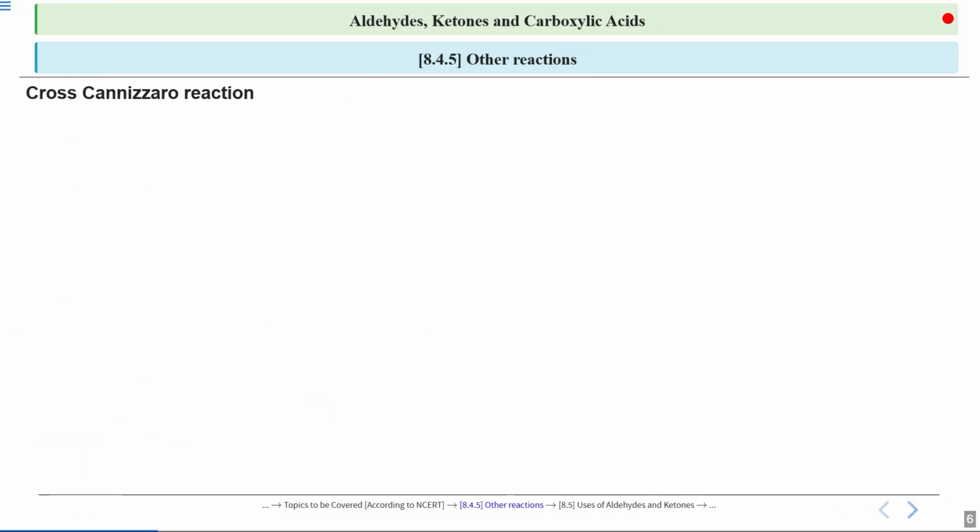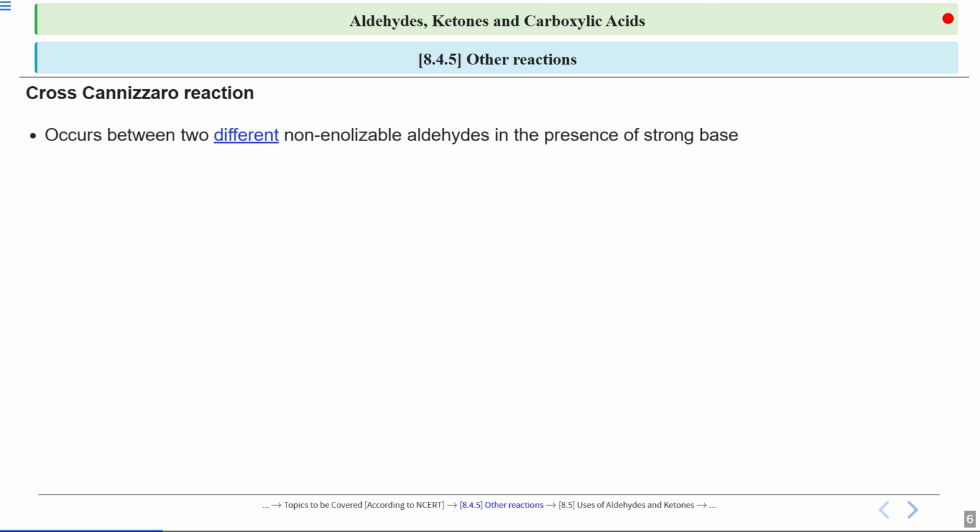Now we will talk about the cross-Cannizzaro reaction. Now what is this cross-Cannizzaro? From the word itself, you can understand what will be in this reaction. In the cross-Cannizzaro reaction, it occurs between two different non-enolizable aldehydes. In the self-Cannizzaro, there were the same non-enolizable aldehydes. Remember one important thing, it should be non-enolizable. That means it should lack alpha hydrogen.